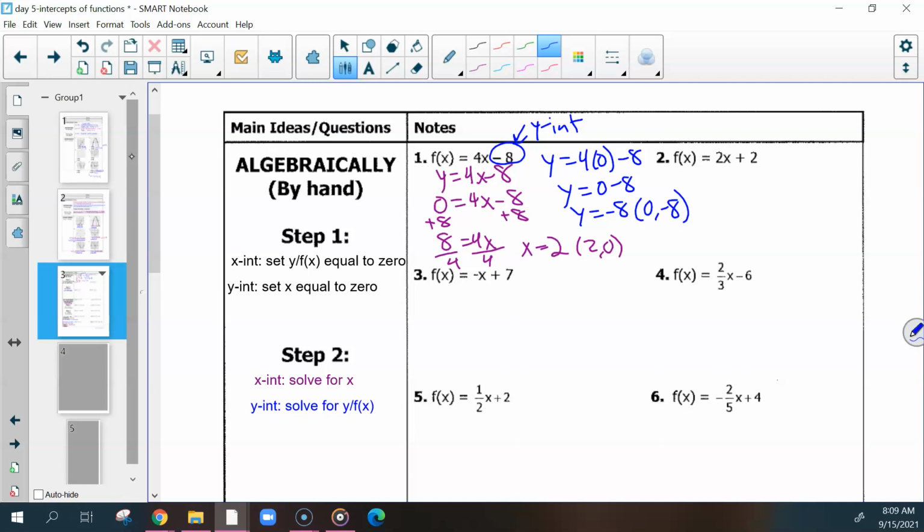I'm going to come down to number 4 and do the same thing. So before that, do you have any other questions on how we got x or the y-intercept?